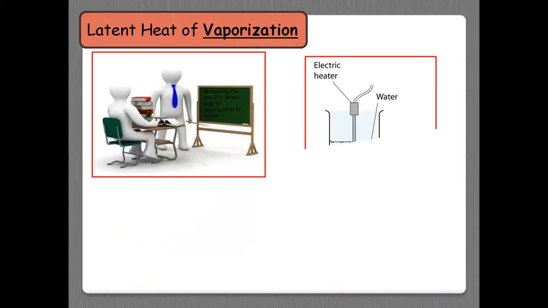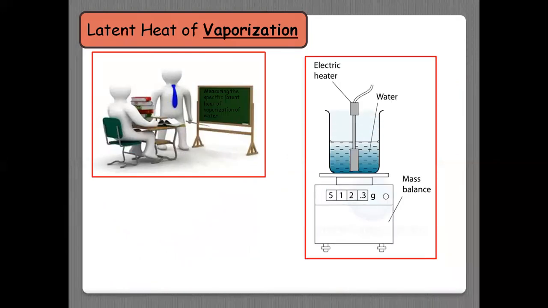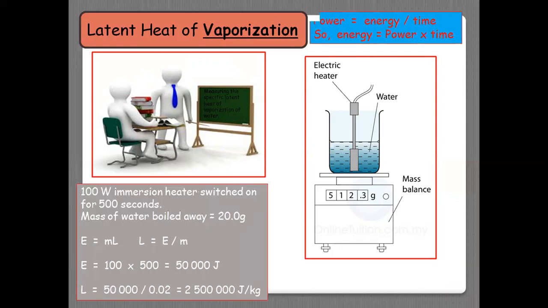Now, the experiment that is also required in IGCSE is to measure the latent heat of vaporization. The apparatus that we need: an electrical heater, water, and a mass balance. As you see, we have to remember that we use this equation to measure the amount of energy, which is power times time, since power is equal to energy over time. And this is an example of data collected by the experiment.